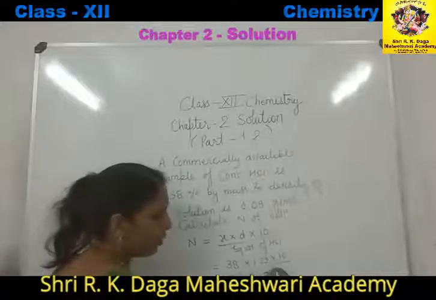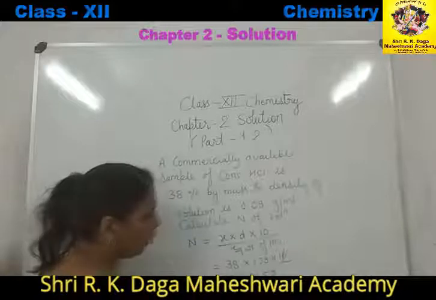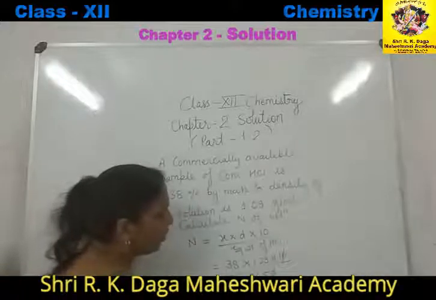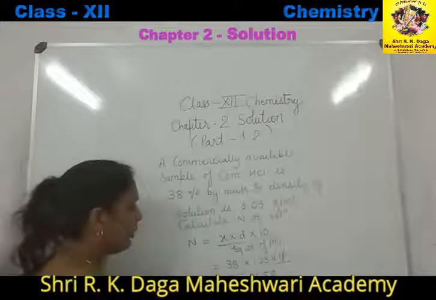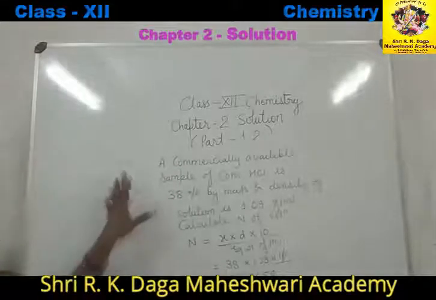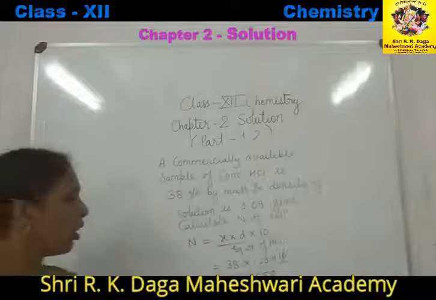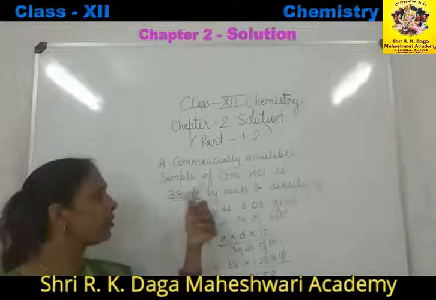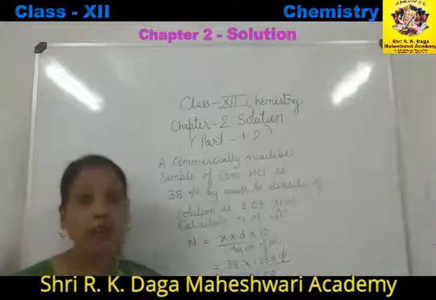The decimal will cancel with the decimal and the 0 will cancel with the 0. So 38 will be multiplied by 109 and divided by 365, and the answer will be the normality of the solution. In this way, we can calculate the normality of the solution whenever the mass percentage and density of the solution is given. Now, it is sufficient for today. Thank you very much.